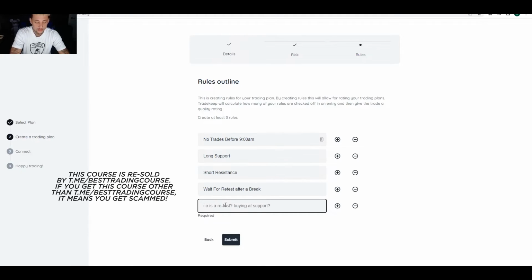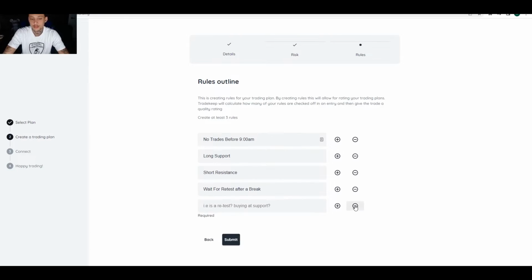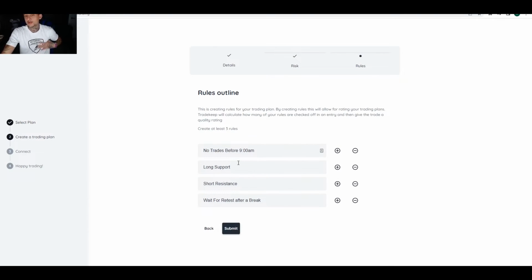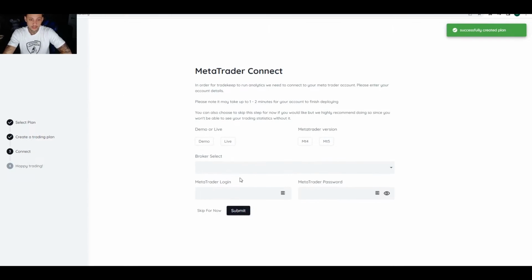Entries, let's do entries on, I don't know, let's call it M5 or M15, right? Just giving you guys kind of random examples here. But you guys get the point by now. This is where you're going to enter all of your trading rules. You're going to press submit, move on to the next page, right? Give that time to load.